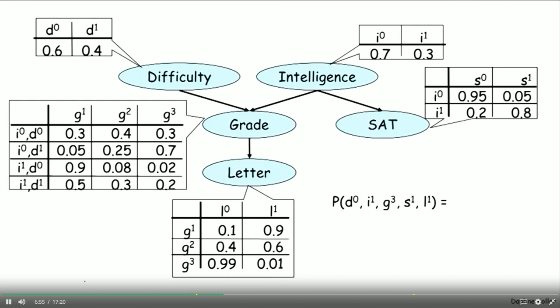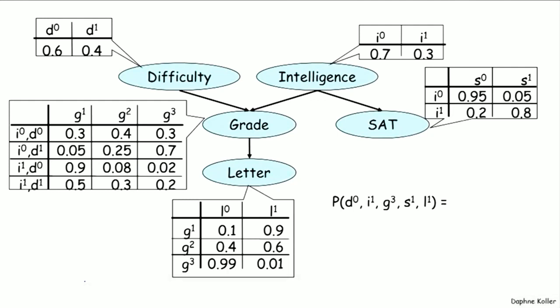So let's look at this particular assignment, and remember there's going to be a bunch of these different assignments, and I'm just going to compute the probability of this one. So the probability of D0, I1, G3, S1, and L1. Well, the first thing you need is the probability of D0, and the probability of D0 is 0.6. The next thing from the next factor is the probability of I1, which is 0.3.